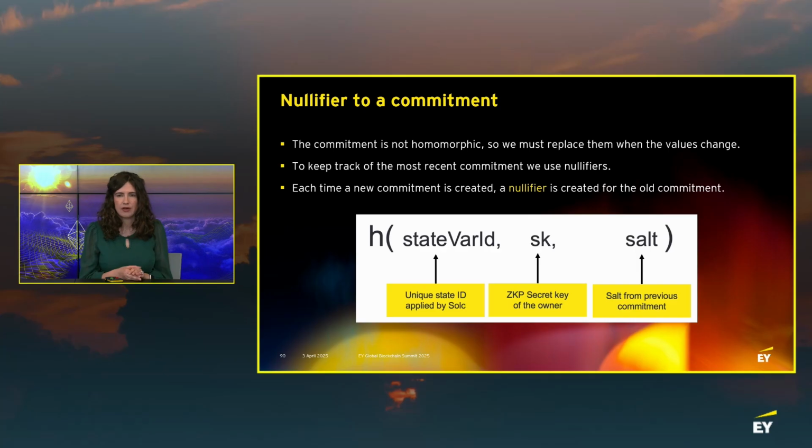The format for the way we compute the nullifiers is we hash again the state variable ID, same as the commitment.